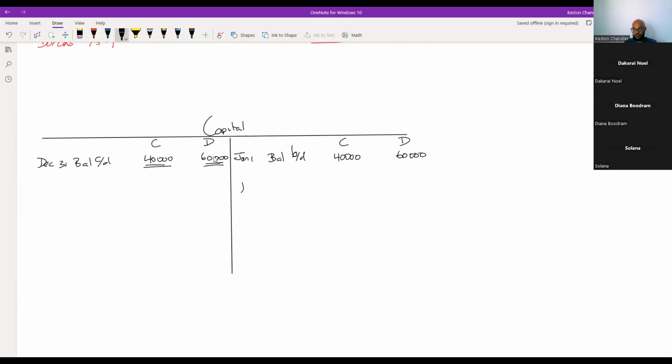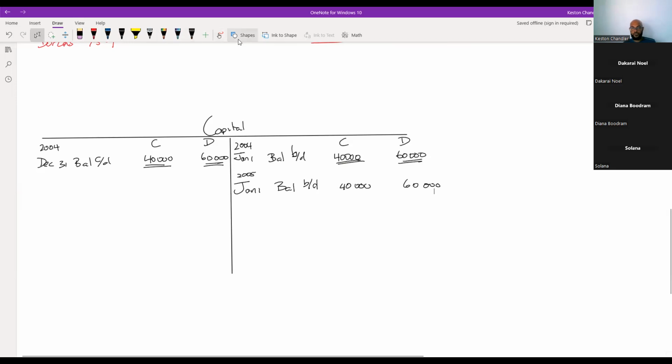Right, and then the following year, it should have been 2004 here. Now we're going into 2005. January 1st, balance brought down 40,000 and 60,000. And that's it, the capital account is ready. Don't have anything to add to it.